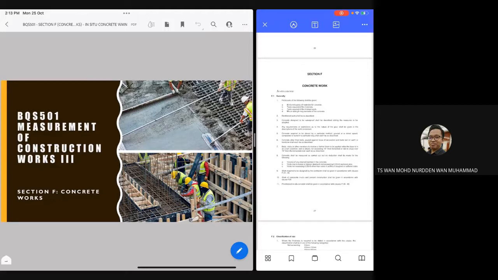Basically, for concrete work we discuss in situ concrete, reinforcement as well as formwork. For today, we start with in situ concrete first.